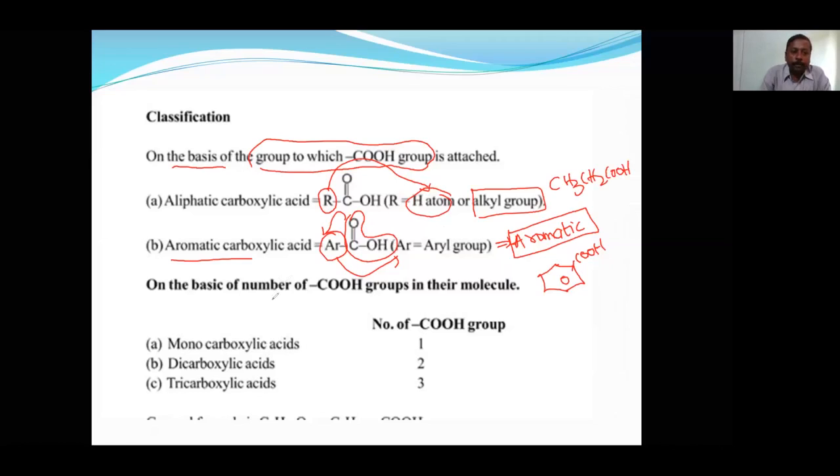Now, on the basis of the number of COOH groups in the molecule: if they contain only one COOH group, it is called monocarboxylic. If they contain two COOH groups, dicarboxylic. If they contain three COOH groups, then they are called tricarboxylic. This is based upon the number of groups to which COOH is attached.